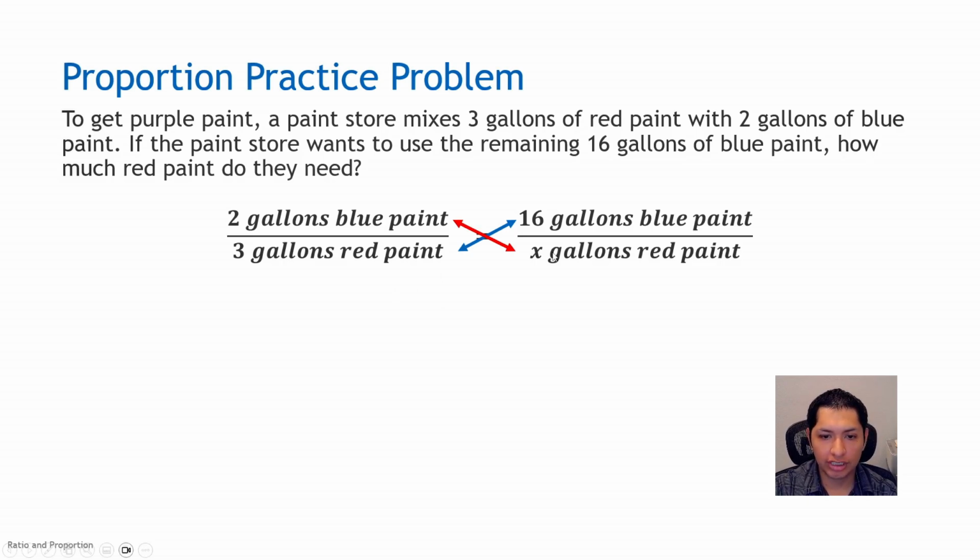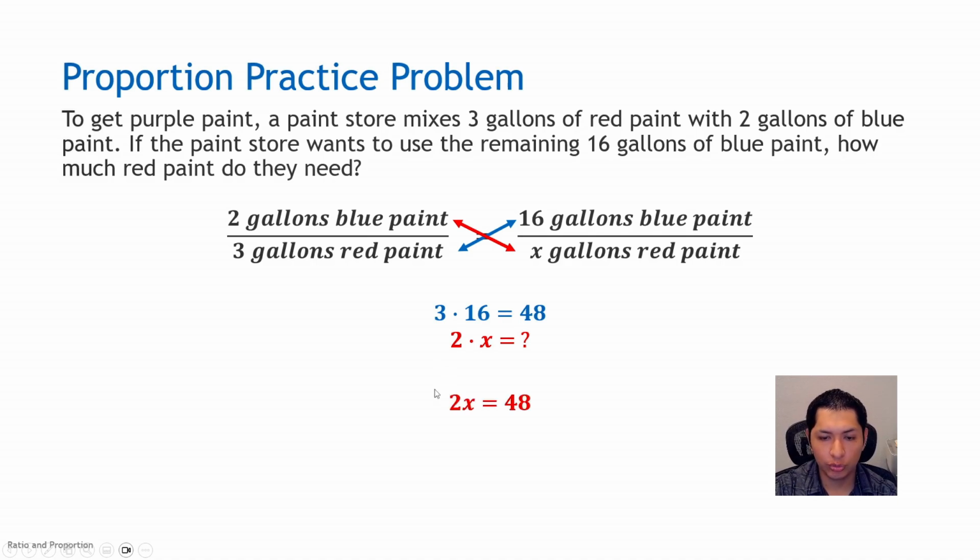And when we solve the cross products, again, we're going to use the fact that the answer to both of these cross products, or both of these multiplication problems, will be the same. So we follow the blue line because we know what those numbers are. We say that 3 times 16 is 48. And then we follow the red line and we say that 2 times an unknown amount of red paint is equal to a number we don't know. But we actually do know what that number should be, because again, proportions say that the ratio should be equivalent.